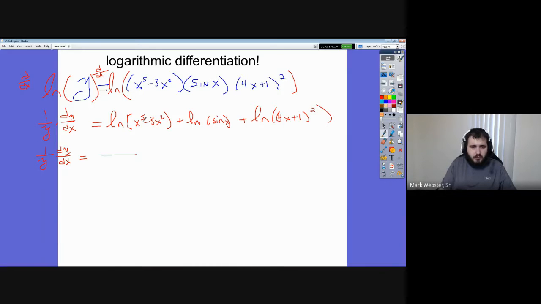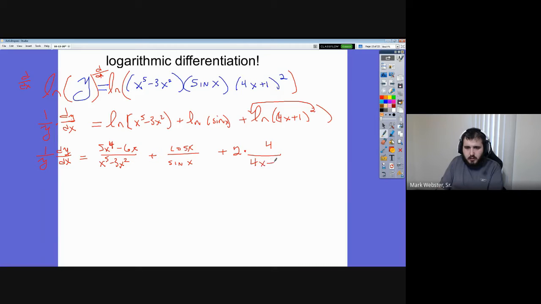Derivative over the, so this is 5x to the fourth minus 3x, minus 6x, 4 over 6. Nice. Plus, same thing here. Plus, I can take this 2, bring it down, and then I've got 2 times, and now I can do this normally. Just what's the derivative of 4x plus 1? It's 4 over, like this.